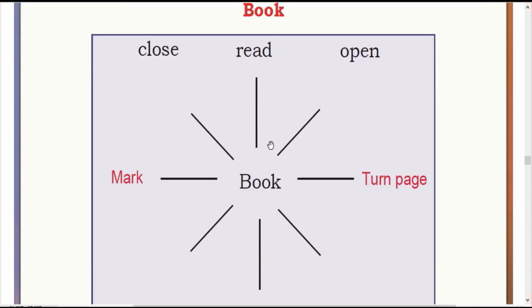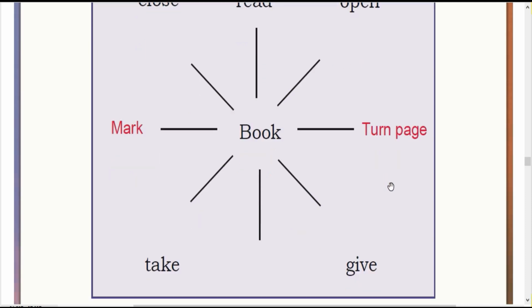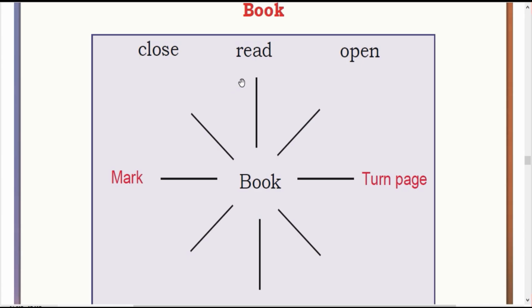Next, book. Open, turn page, give, take, mark, close and read. Book, read. Book, open. We have the option here to turn the page. Okay.